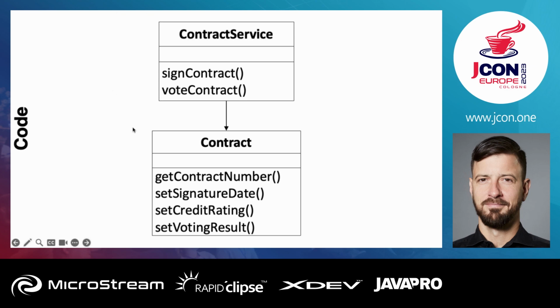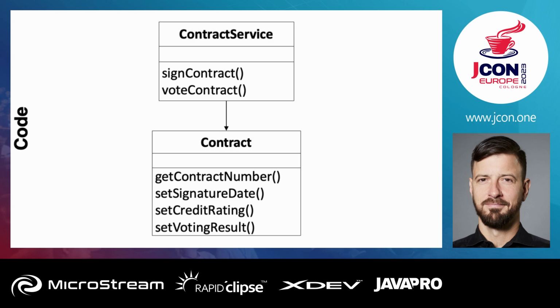And then we can see here, there's a class contract, which has a contract number and signature date, credit rating, voting result, and has getters and setters for all these fields. So it's a dumb data bag here. All the domain logic is in the service classes. That's what we call an anemic domain model. So we find another disease here as well.